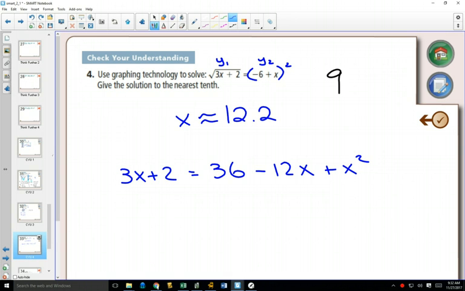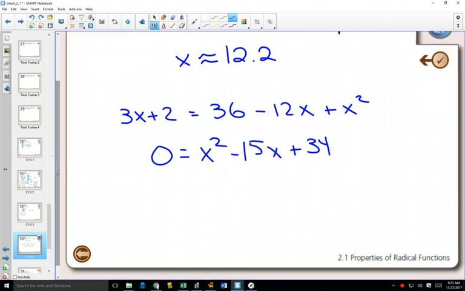How do you solve this kind of equation? It's quadratic. You make one side equal to 0. So I get x squared minus 15x plus 34. Now, since we already know that the answer is 12.2, and that answer was not a nice looking number, that's telling us that this can't be factored. You might look at this and say, ooh, 17 and 2 make 34, but you can never get negative 15. So the only way you could solve this is with your quadratic formula.